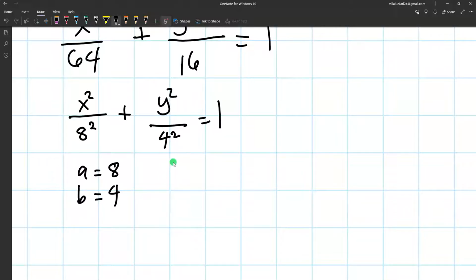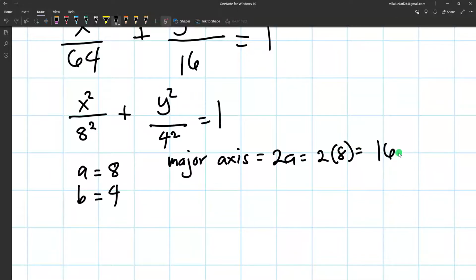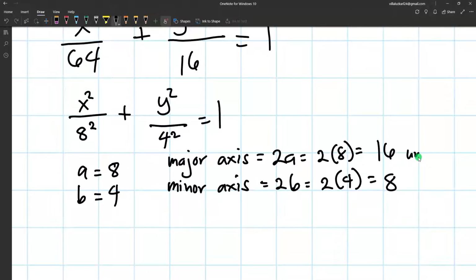So for the major axis, it is equal to 2a. So 2 times 8 equals 16. And for the minor axis, 2 times b, or 2b, 2 times 4, that's 8. And those are the lengths of your major and minor axes.